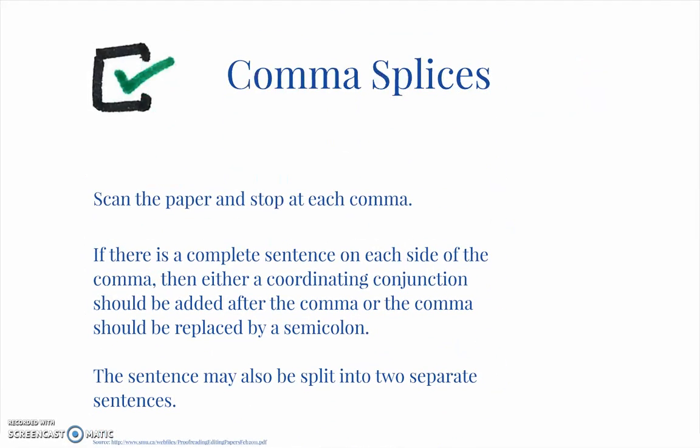Comma splices. Scan the paper and stop at each comma. If there is a complete sentence on each side of the comma, then either a coordinating conjunction should be added after the comma, or the comma should be replaced by a semicolon. The sentence may also be split into 2 separate sentences.